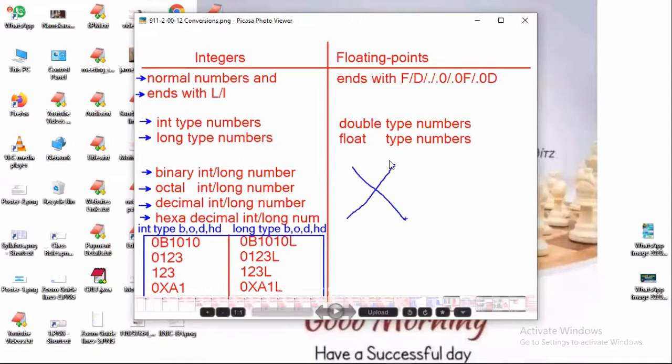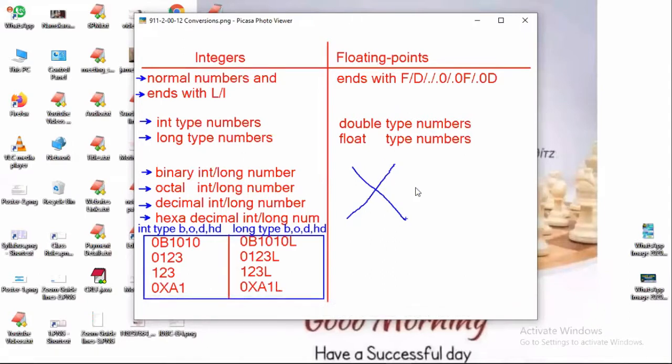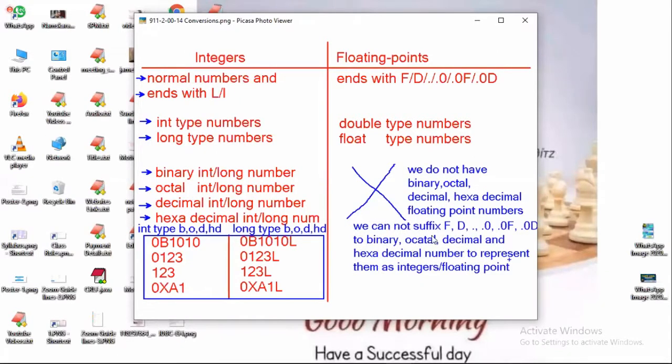Floating point, okay, binary type and octal type not there. Decimal and hexadecimal is there. We cannot suffix F, D, point 0 to binary, octal, decimal and hexadecimal numbers to represent them in integers or floating point.